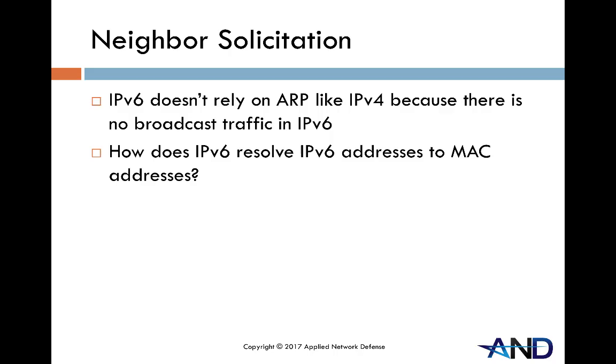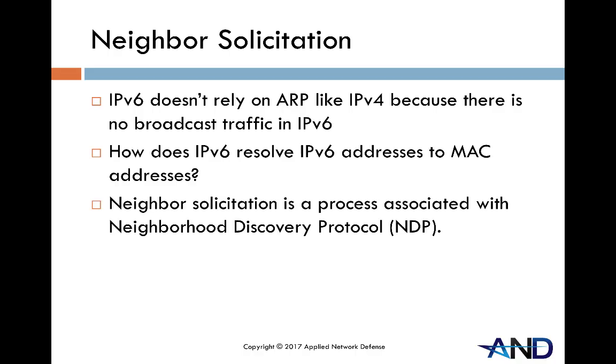That leaves us with an interesting question: how does IPv6 resolve its addresses to MAC addresses if there's no broadcast, if it can't rely on ARP, if ARP is not in its vernacular, so to speak? Well, the answer, as if the title of the slide didn't give it away, is a process called neighbor solicitation, which is a part of Neighbor Discovery Protocol. To do that, we're going to rely on ICMPv6 and multicast.